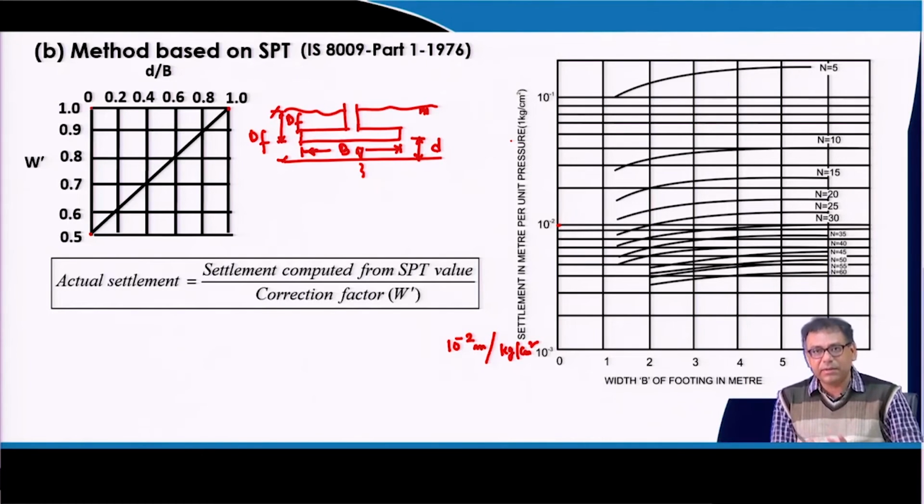I will solve one particular problem, then I will show you how you can use this data. Right now, if you know the width of the foundation and the N value, you will get the settlement which is in meter per unit pressure, that means kg per centimeter square. And then once you get this settlement, suppose this is your computed settlement.